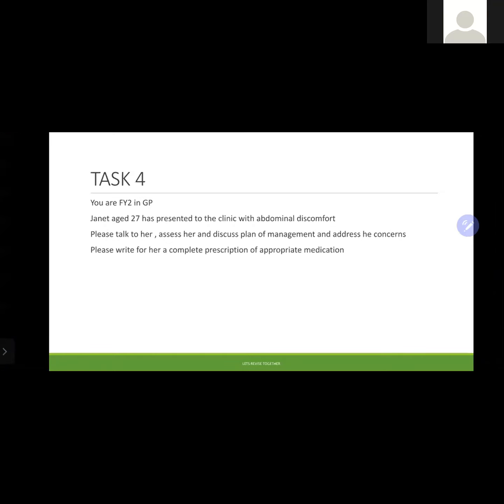Janet, age 27, has presented to the clinic with abdominal discomfort. Please talk to her, assess her, and discuss the plan of management and address her concerns. Please write for her a complete prescription of appropriate medication. So again, this patient will be presented to us with UTI, right? She will give us complaints of frequency, urgency, lower abdominal discomfort, and the diagnosis will be UTI.